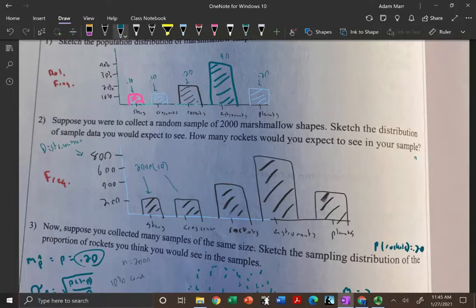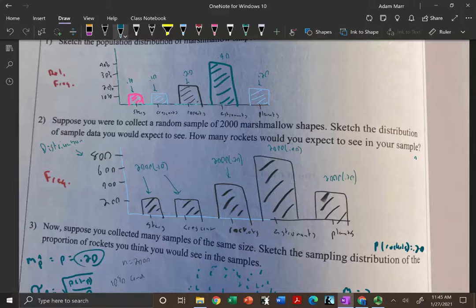And same thing for crescent right here, 2,000 times 0.10. Rockets was 0.20, so that was, of course, 2,000 times 0.20. And that comes out to 400 right there. So that's why we got 400 right there. This asteroids was 2,000 times 0.40. So that comes out to 800. And then planets was just like rockets, 2,000 times 0.20.